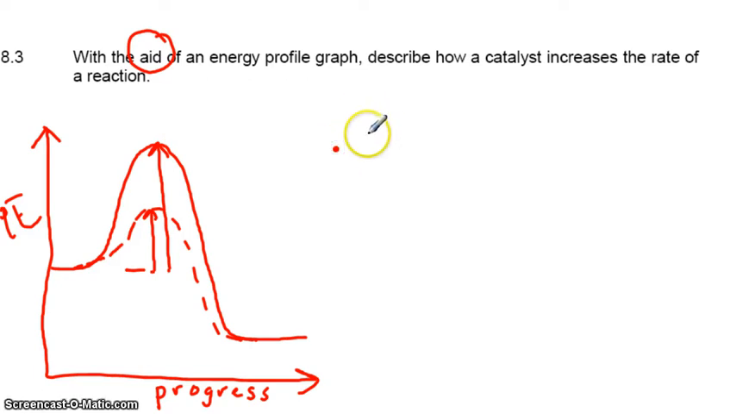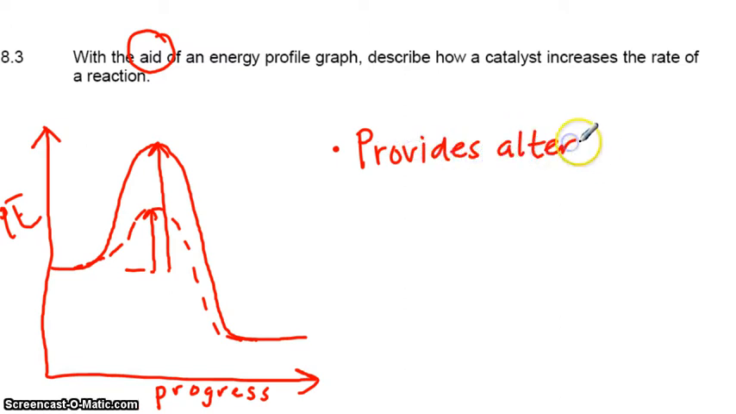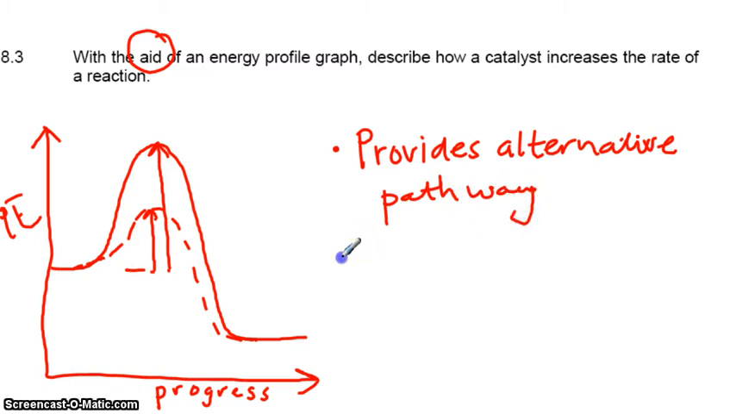You need to indicate that a catalyst provides an alternative pathway. That's how it operates, an alternative pathway for the reaction to proceed along, and that alternative pathway then has a lower activation energy, and that's indicated on the graph with the height of those 2 humps over there.